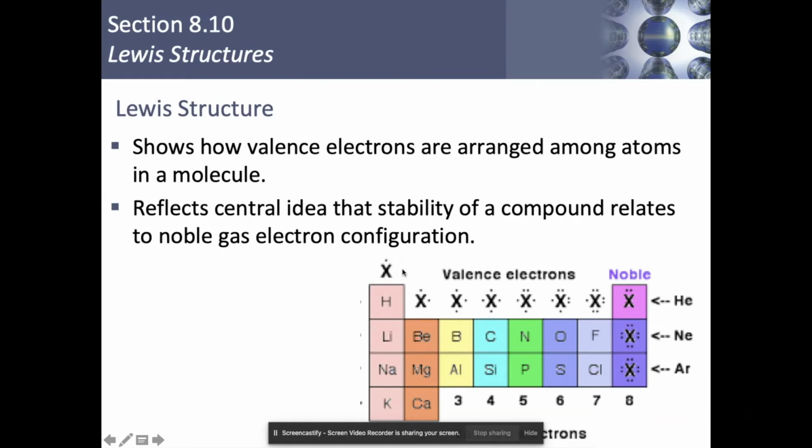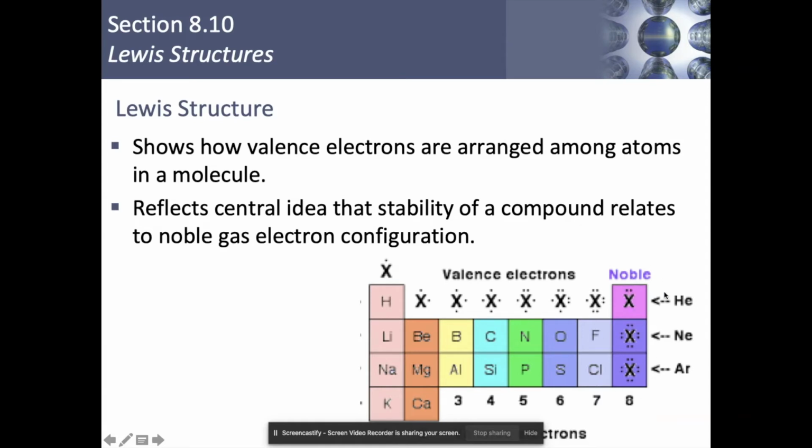Then one step over, we have the alkaline earth metals. They have two. Then we have our next column over. Again, if we're skipping the transition metals, we have group 13, and they have three. And then group 14 has four. Group 15 has five. Then we have 6, 7, and then when we reach the noble gases, we have 8 electrons, except for helium, which only has 2.